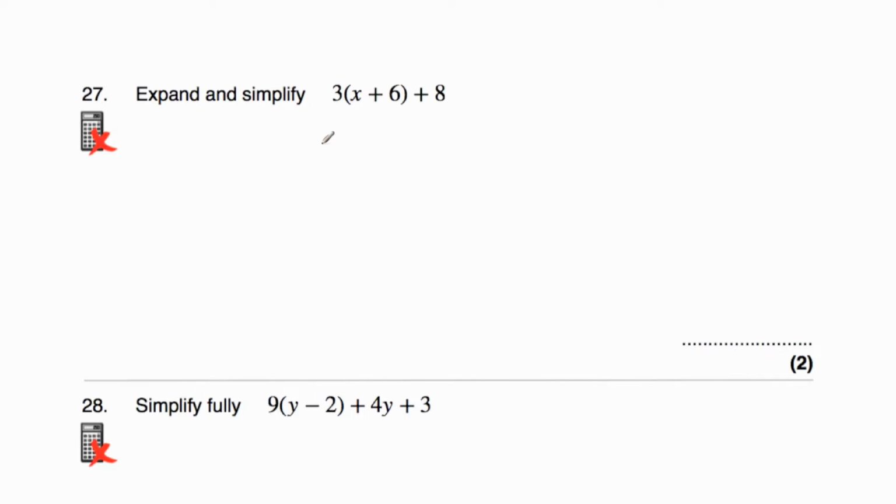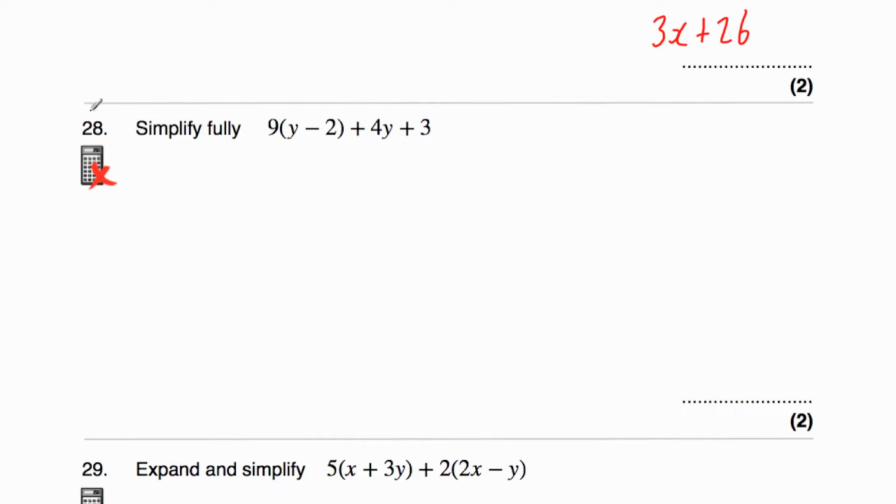So 3 times x would be 3x, and then 3 times 6 would be equal to 18. If you have 3 lots of x plus 6 and you added them up, you would get 3x plus 18. So we have expanded the brackets. But we still have this plus 8, so we need to write our plus 8 at the end. So we've now got 3x plus 18 plus 8. We're going to add up our numbers, 18 and 8, and 18 plus 8 is 26. So the answer would be 3x plus 26. Okay, let's have a look at question number 28.